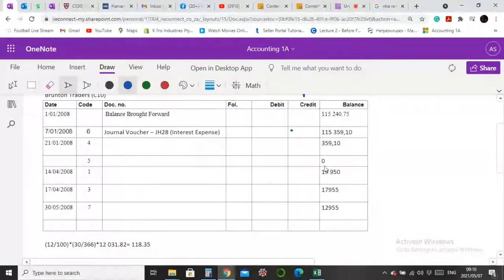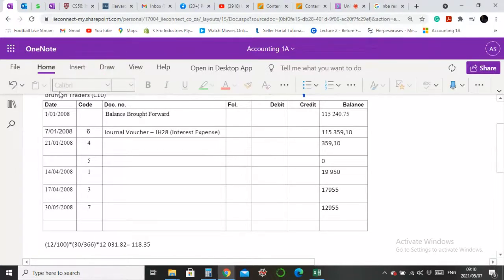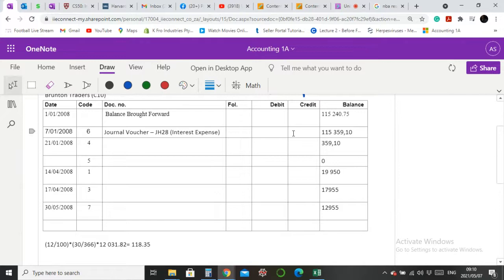All right. So we're going to obviously credit that amount. So let's do that then. 118.35. Awesome. Next transaction happened on the 21st.